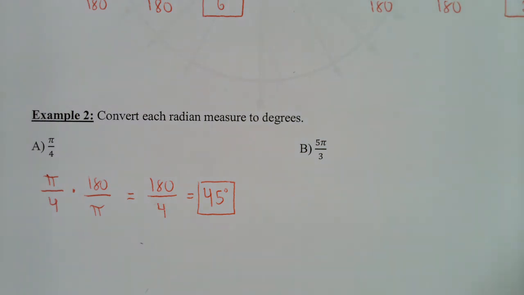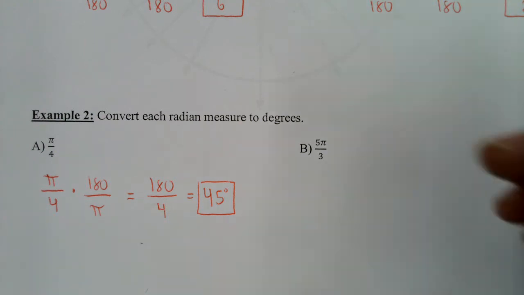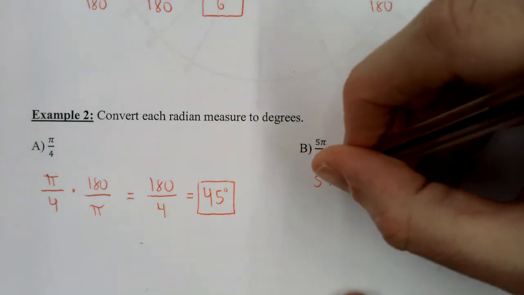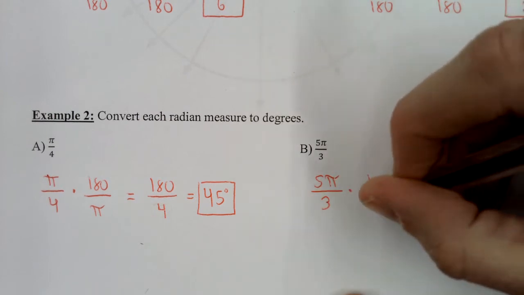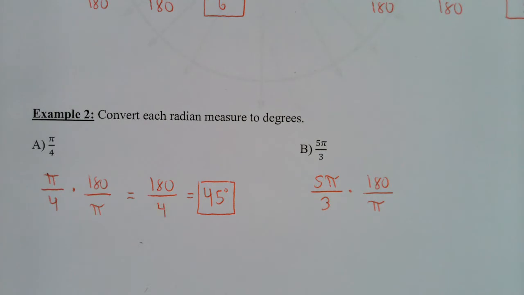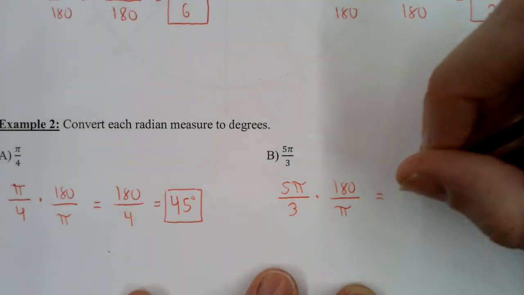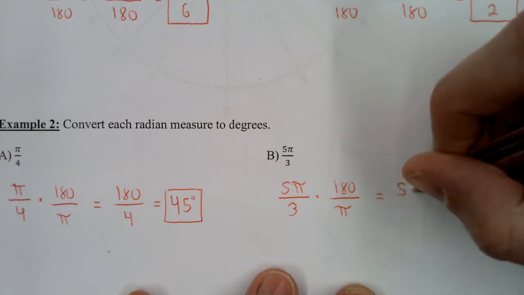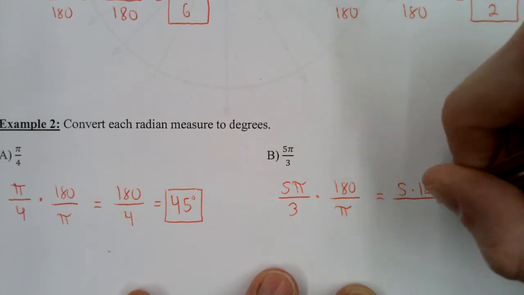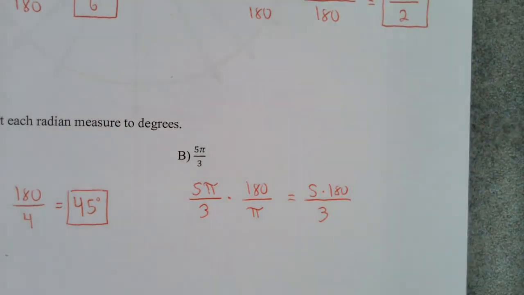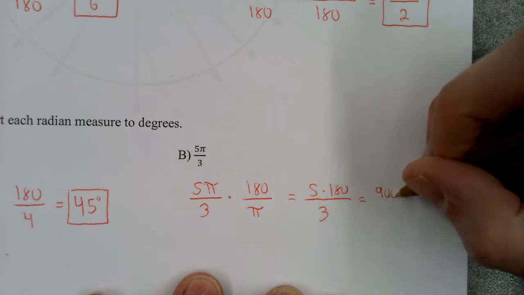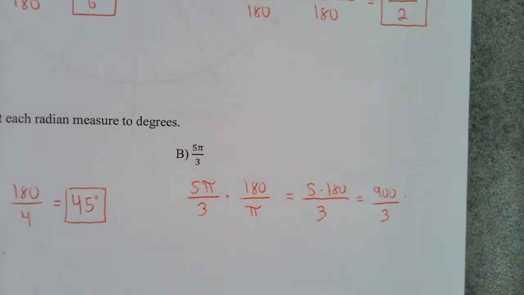Same thing for example 2b, convert the radian measure to degrees. So you're going to multiply by 180 over pi. So 5 pi over 3 times 180 over pi. So the pi's divide out. You're left with 5 times 180 over 3. Five times 180 is 900 over 3. Equals 300 degrees.